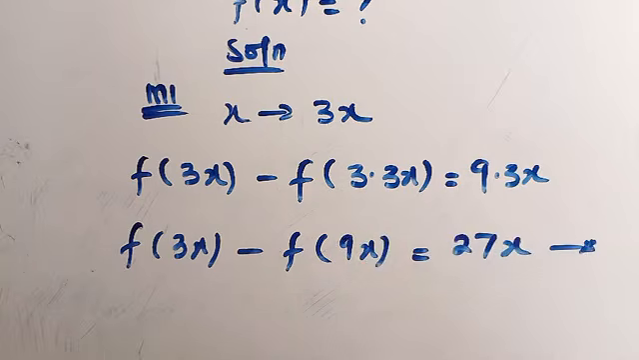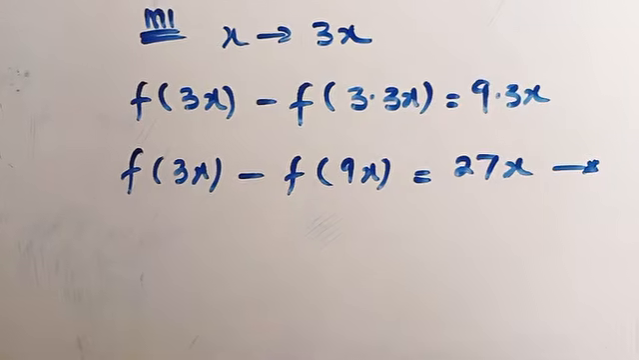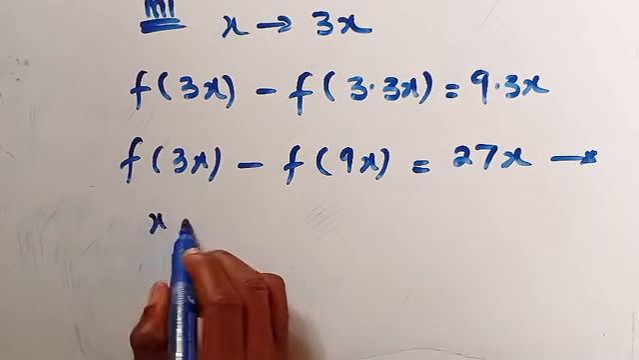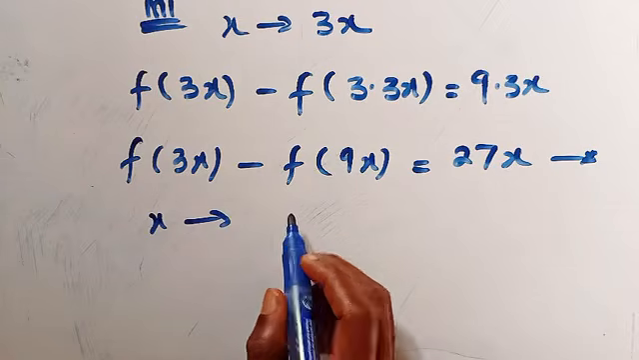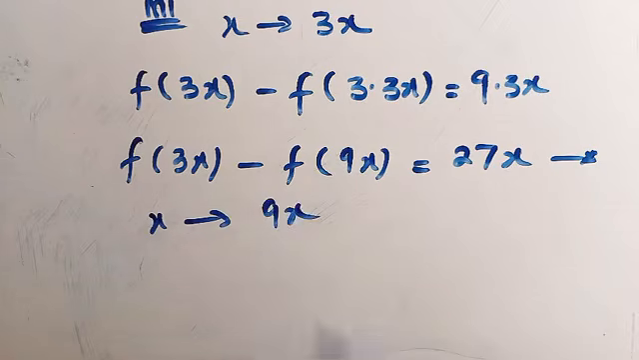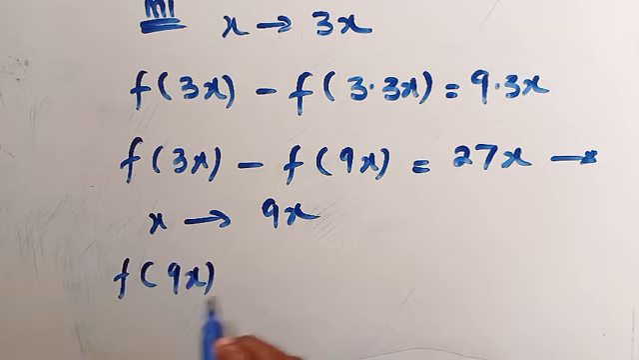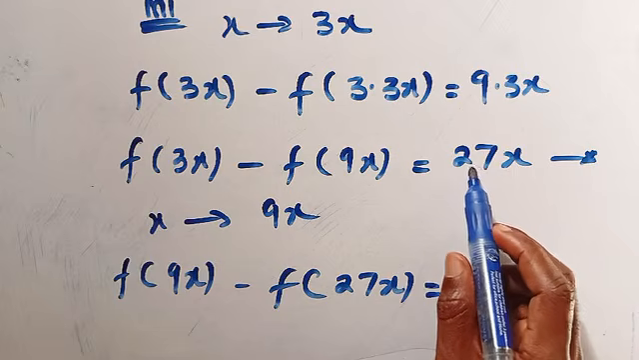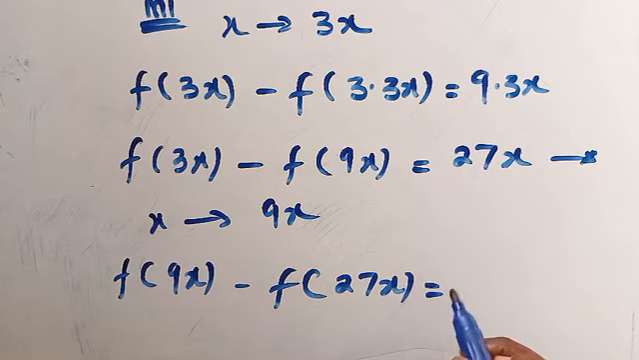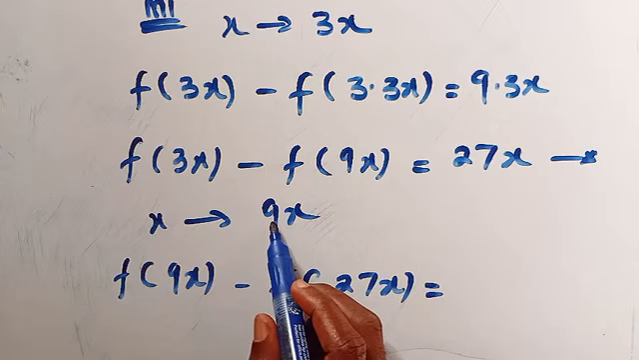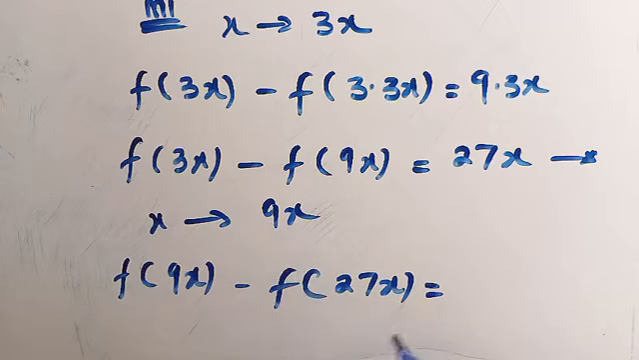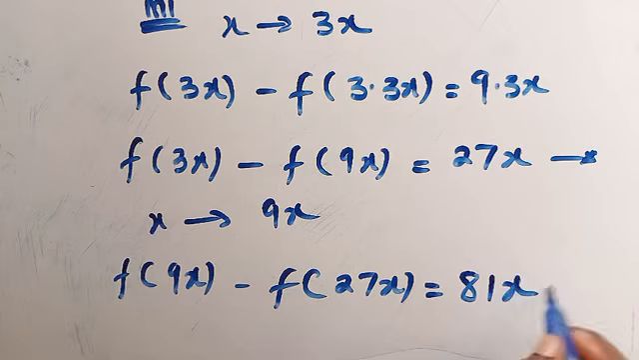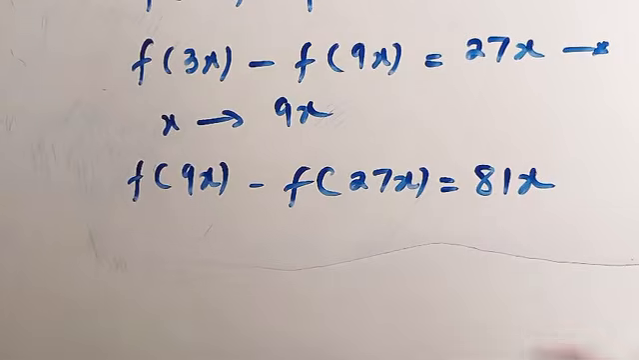We are going to start this, and we will not stop here. We're still going to test for another one. Suppose I replace x with 9x, for instance. This gives us f of 9x minus f of 3 times 9x, that is 27x, equals 9 multiplied by 9x, which gives us 81x. If I continue in this way, that is how it keeps going.